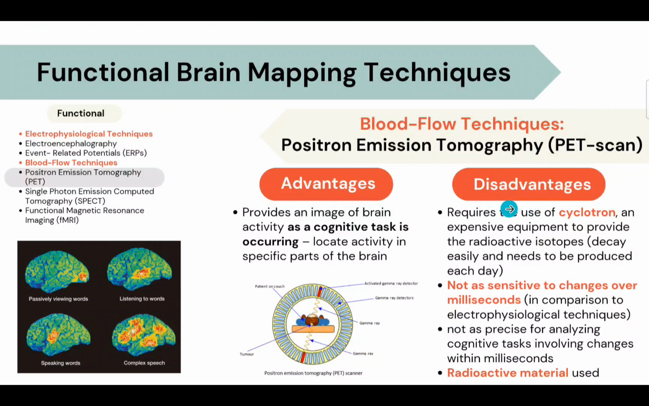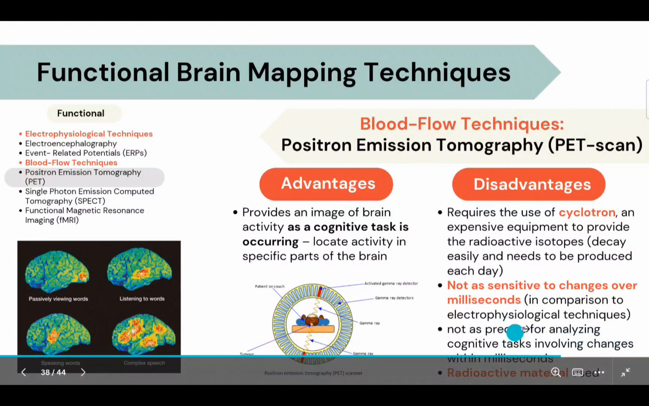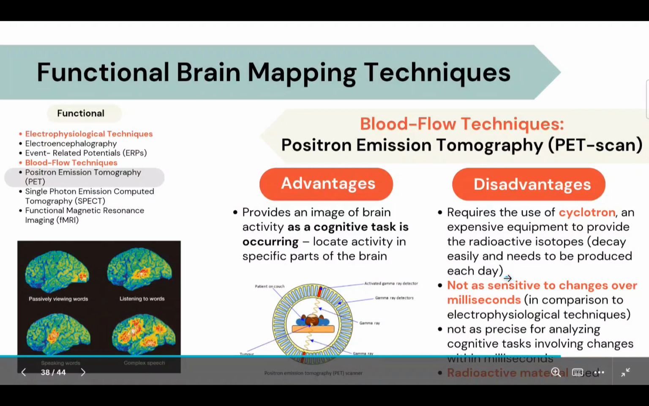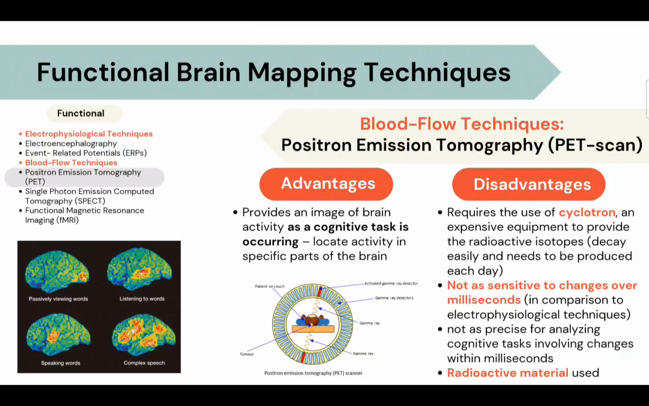However, the disadvantages of PET scan just now is it requires the use of a cyclotron, expensive equipment to provide the radioactive isotopes, and it is not as sensitive to changes over milliseconds, not as precise when compared to the electrophysiological techniques. And just now, when we talk about positron emission tomography, we will be injected with radioactive material. When we inject something radioactive in our body, then there will be radiation. So this is less safe. Okay, so that is the drawback of using PET scan.